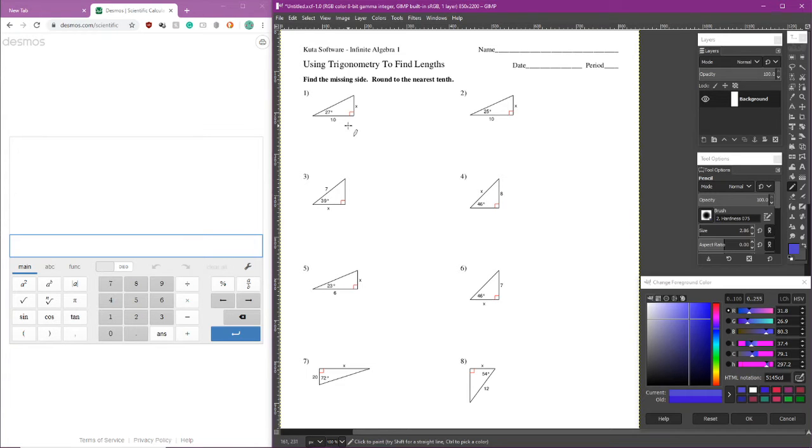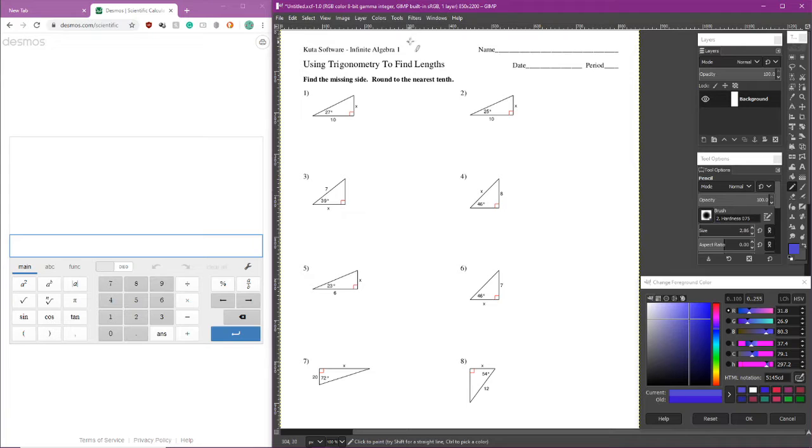Hi everyone. Today we are going to learn how to use trigonometry to find lengths of triangles that are missing. If we look at number 1, we see that we are given that one length is 10, but this length over here going vertically is not given. It's x. We need to figure it out. And to be able to do that, let's remember what we learned last time.